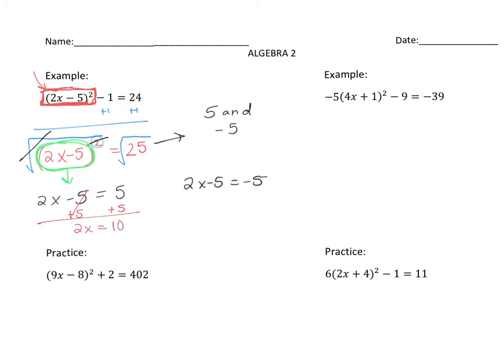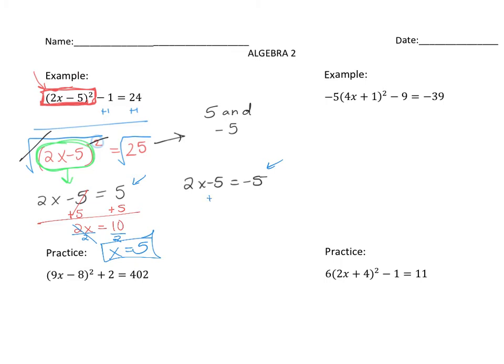Then my last step to get 10 by itself is to divide by 2. And 10 divided by 2 is 5. So in this case, x equals 5. Now I need to go solve the other side. So I've solved with the positive solution. Now I need to solve with the negative solution.